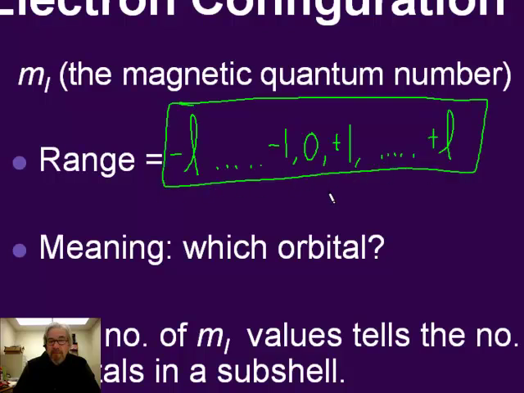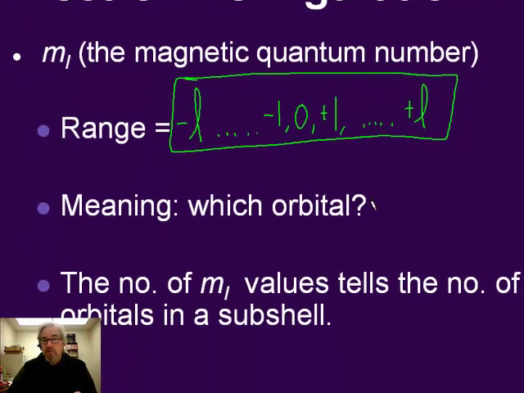Its meaning is, within a subshell, which orbital is the electron in? So in our address analogy, N is what floor, L is what suite within the floor, and M sub L is what particular room in the suite on the floor the electron is living in. The number of M sub L values that are possible for a particular L tells us how many orbitals are possible in that subshell. So if you have 3 different numbers, since each one specifies a different orbital, that means you have 3 orbitals in that subshell.